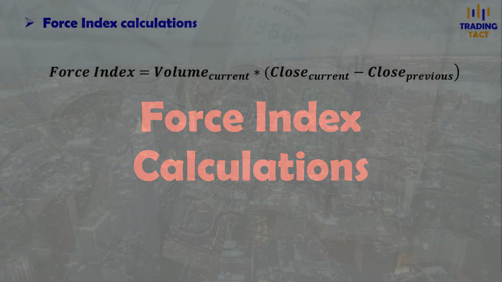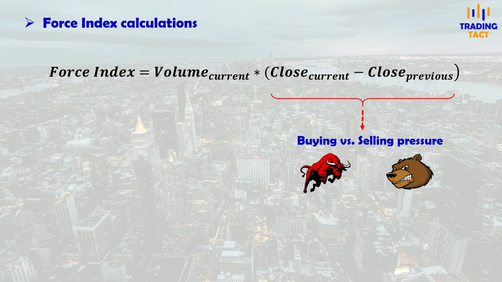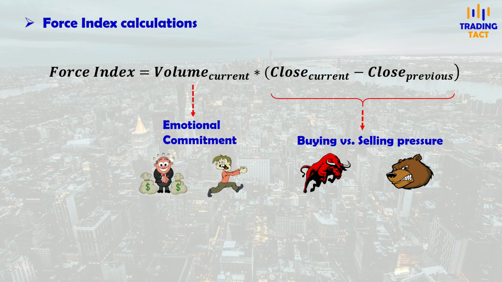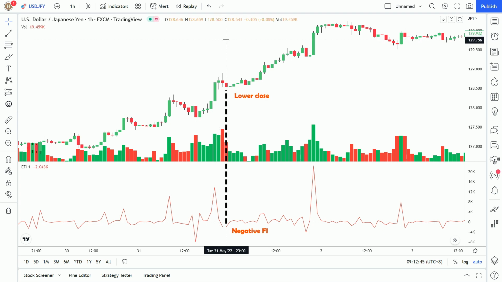The Force Index is defined as the current volume multiplied by the difference between the current and previous closing price. This closing price difference reflects the imbalance between buying and selling pressures, while volume reflects the level of emotional commitment among traders. When the bulls are in control, prices close higher, and the Force Index is positive. When the bears take over, prices close lower, and the Force Index turns negative.